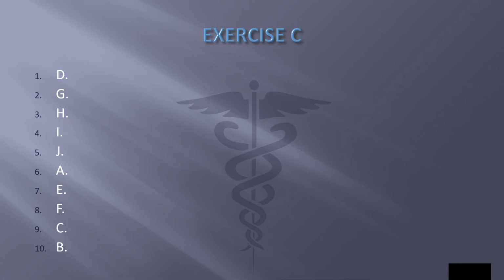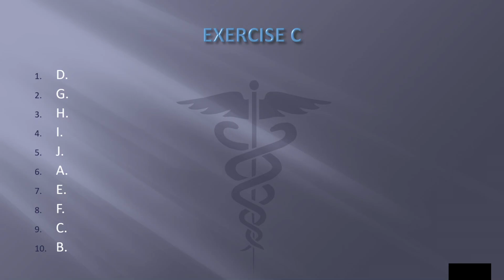Exercise C, match the combining form in column 1 with its meaning in column 2. Number 1, gastro means D, stomach. Colo means G, large intestine. 3, procto means H, anus and rectum. 4, cholecysto means I, the gallbladder. Pharyngo is J, the throat. Oro is A, mouth.